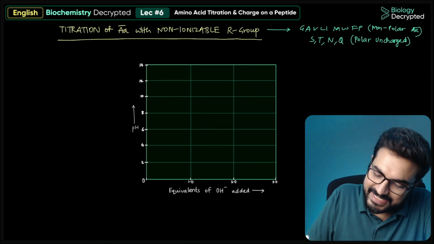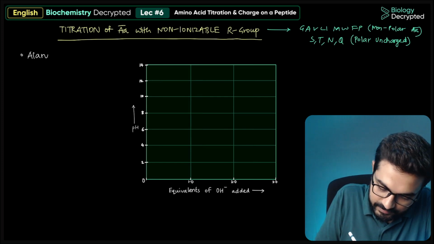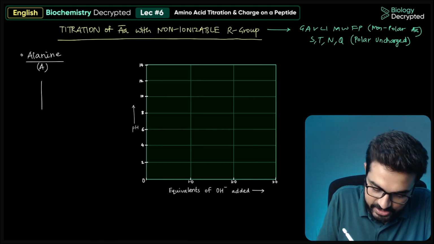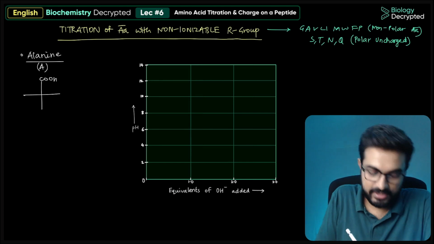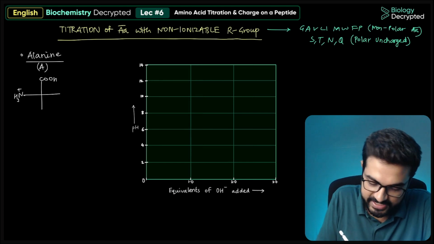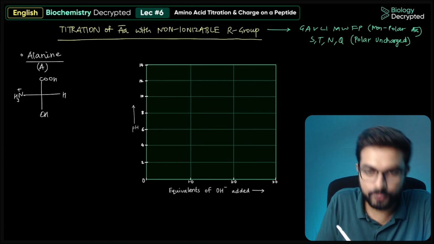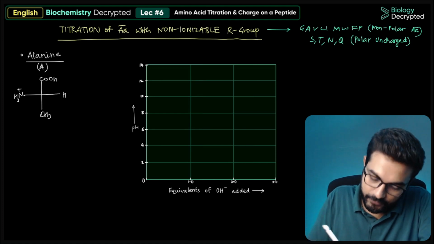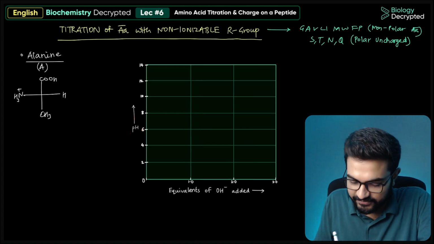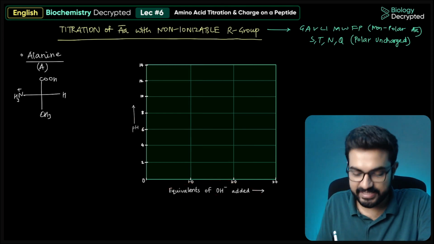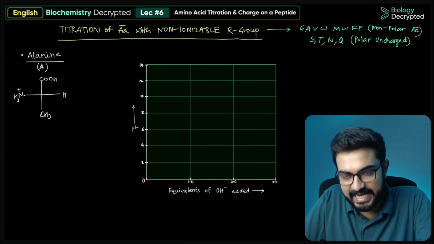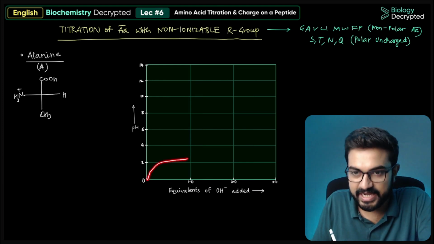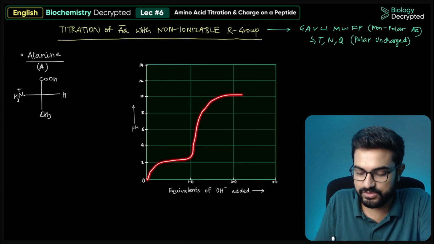Now, let's take an example of alanine. Alanine, that is A. This is the structure of alanine: COOH, NH3 plus, H and CH3. The R group here is the CH3 group. Now, if we talk about the titration, for titration we'll have pH on the y-axis, and equivalents of OH minus ions added, that is the OH minus ion concentration, on the x-axis, and we'll be adding OH minus and we'll look at the pH. So this is how it will change, and then there will be one ionization, there will be another ionization, and this is how this whole graph will proceed.